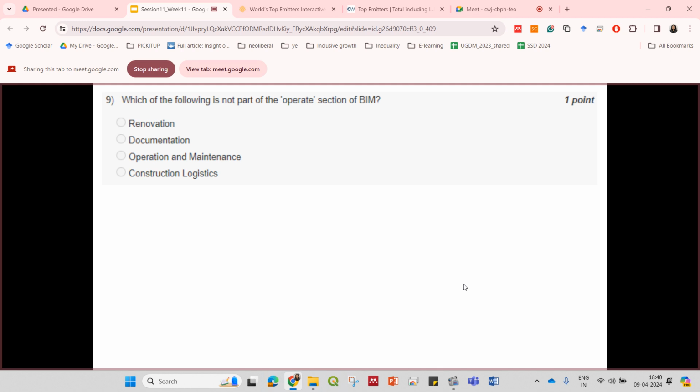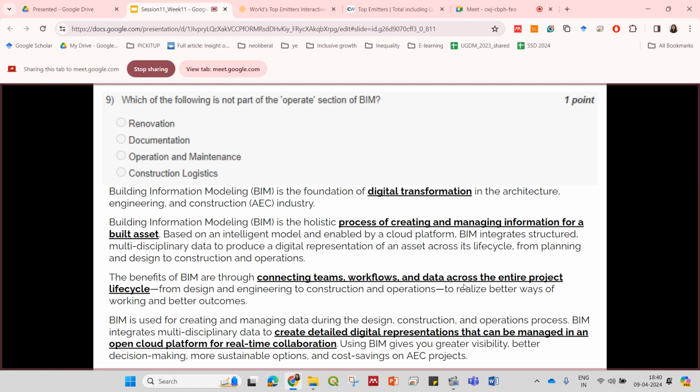This question is which of the following is not a part of the operate section of BIM? You have options: renovation, documentation, operation and maintenance, and construction logistics. So BIM or building information modeling is basically the foundation of digital transformation in the architecture, engineering, and construction industry, or the AEC industry. So BIM is the process of creating and managing information for a built asset.